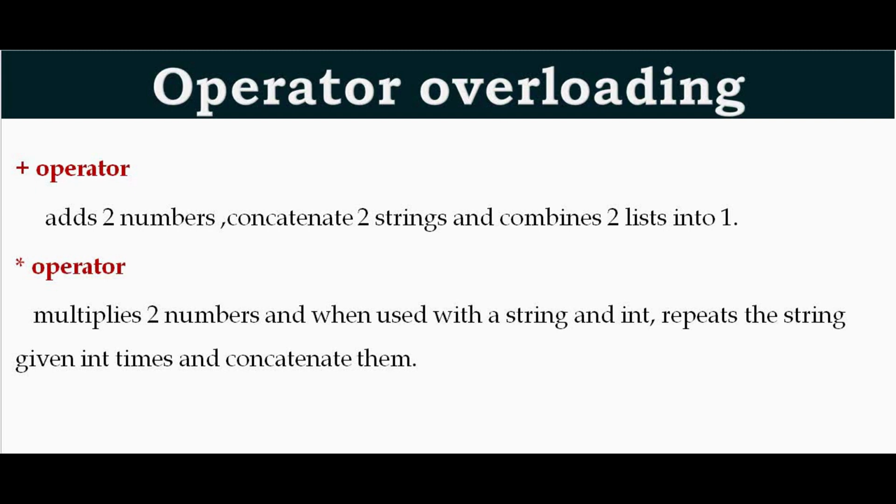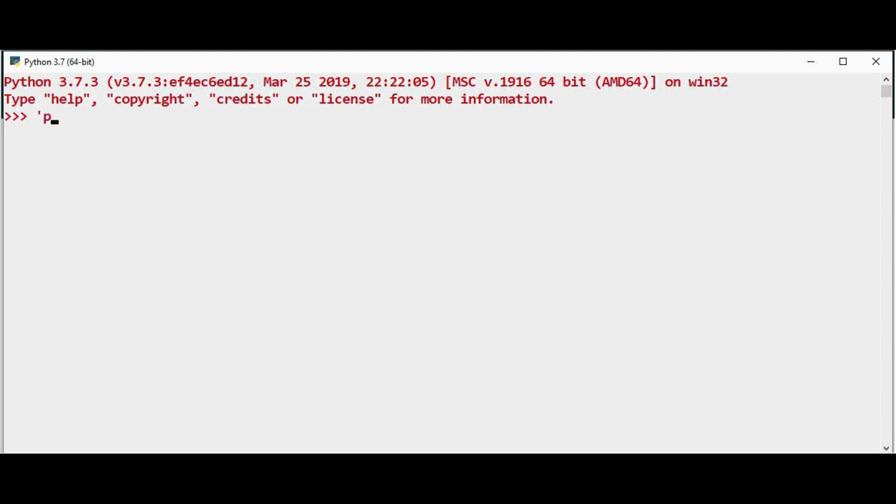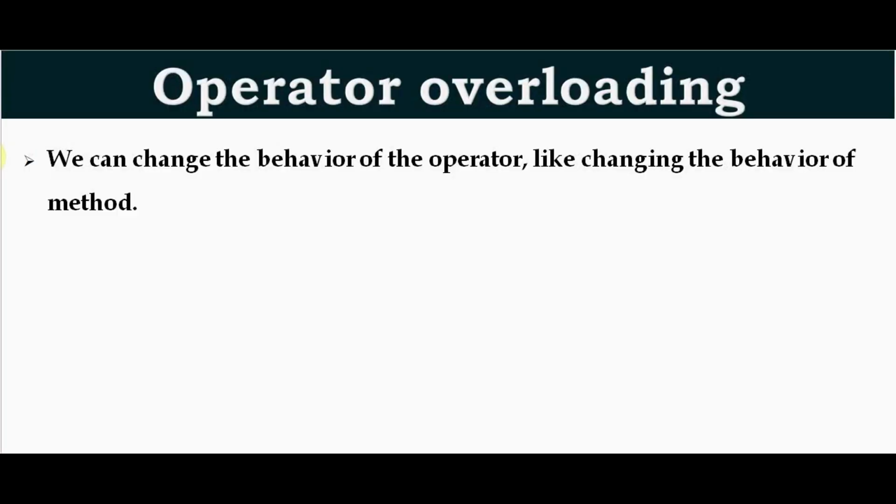Similarly, the star operator or asterisk operator can multiply 2 numbers, integer or float, and when you are using it with a string and an int, it will repeat the string by that int number of times and concatenate them. For example, the string pi star 3 means pi is repeated thrice and all concatenated. So we can change the behavior of the operator like changing the behavior of a method.